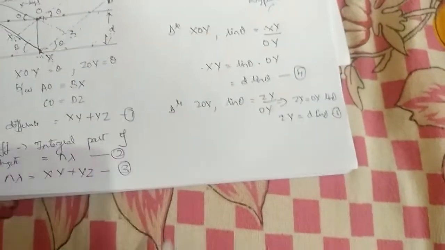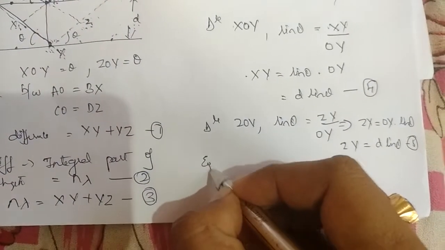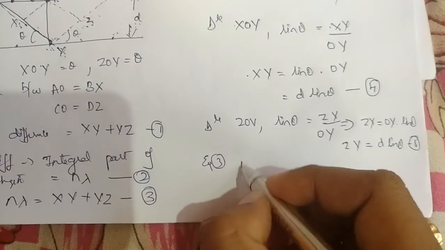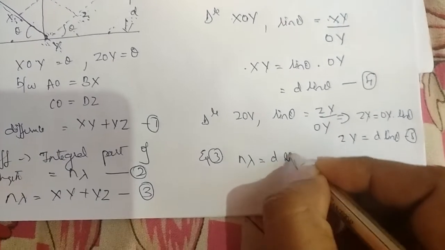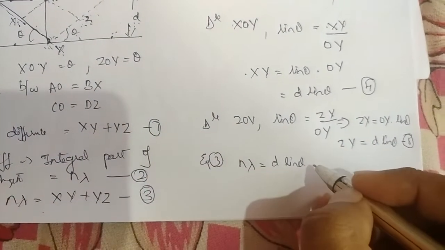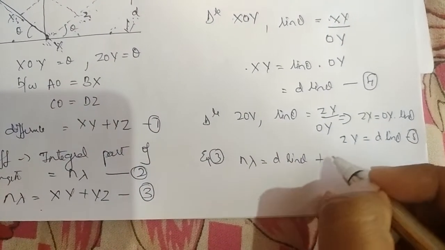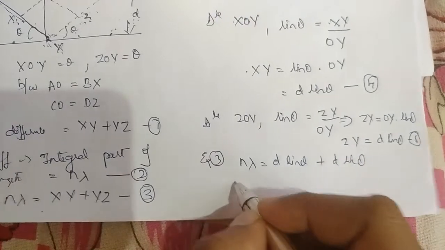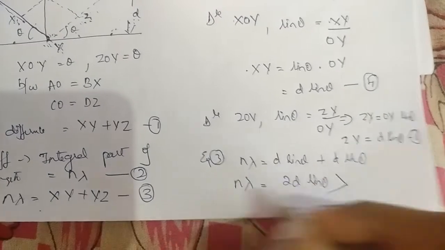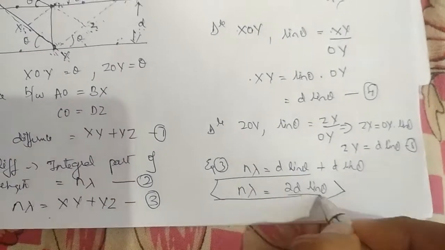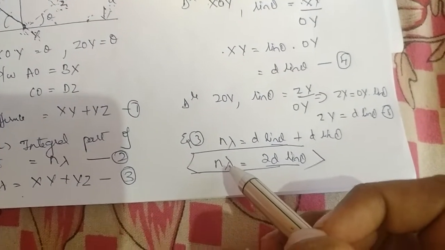Therefore, the path difference, equation 3, is n lambda equals XY plus YZ. XY is d sin theta, and ZY or YZ is d sin theta. Therefore, finally, the Bragg's equation is n lambda equals 2d sin theta, right? Where n is the order of reflection or order of diffraction.